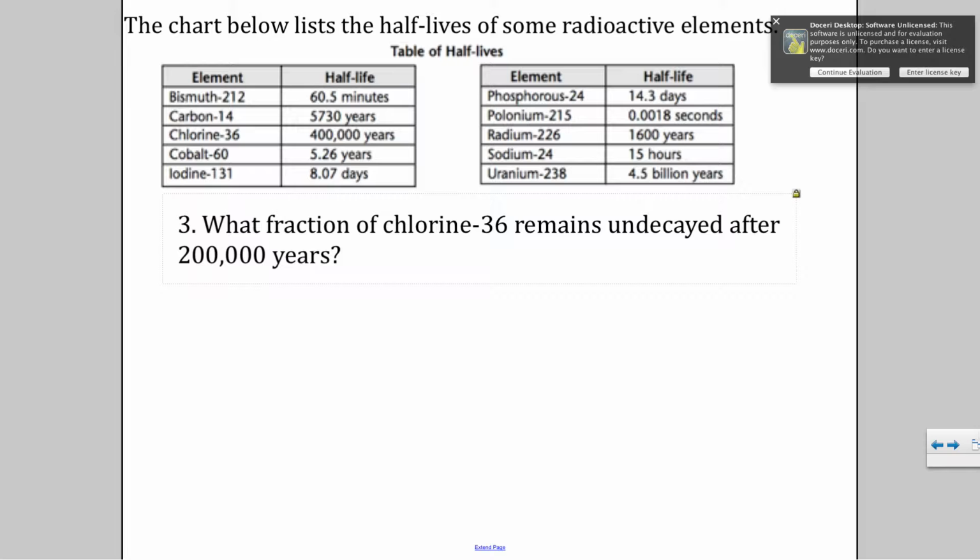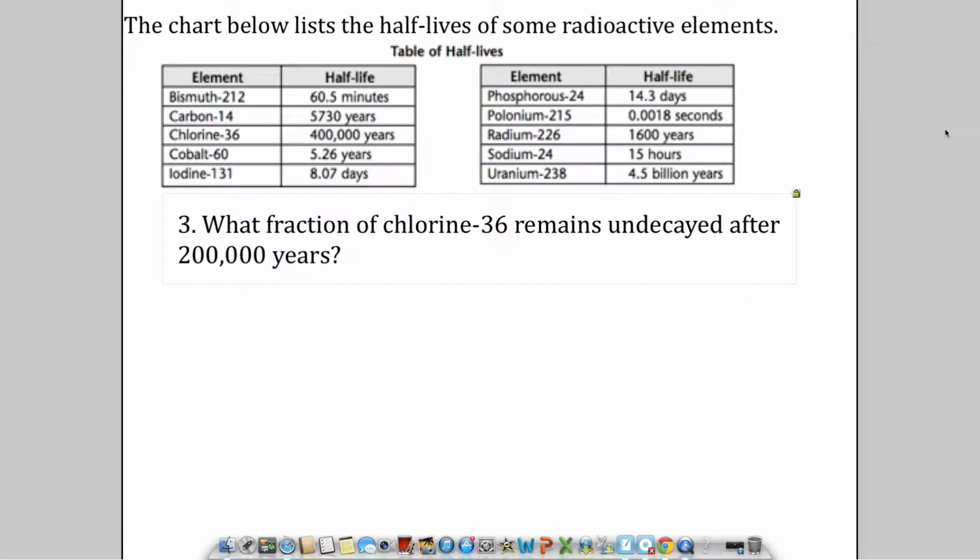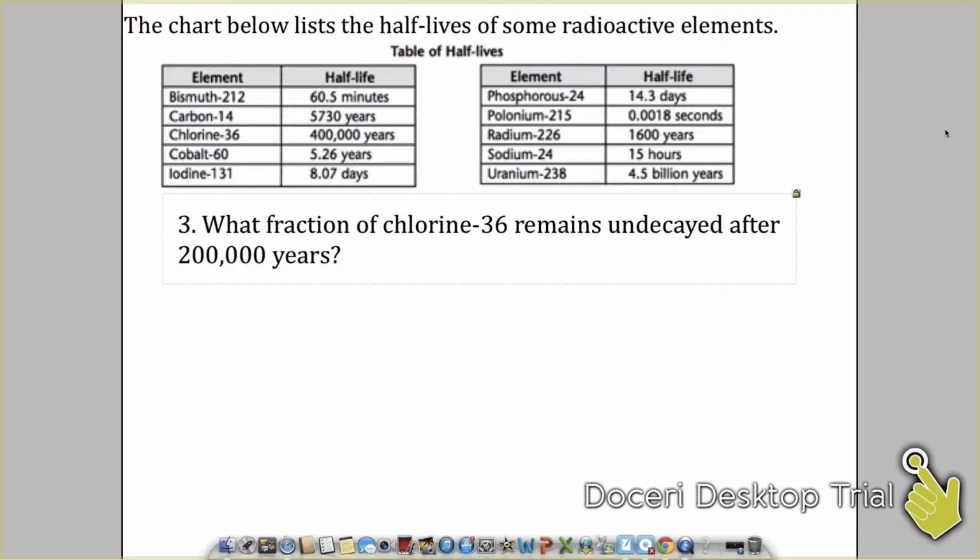All right, so moving on to our next one, number three. Number three is now talking about not percentage, but a fraction. So the question asks us, what fraction of chlorine remains undecayed after 200,000 years?